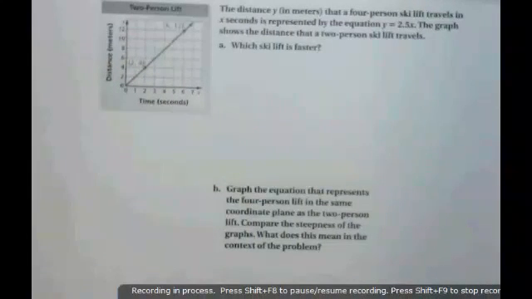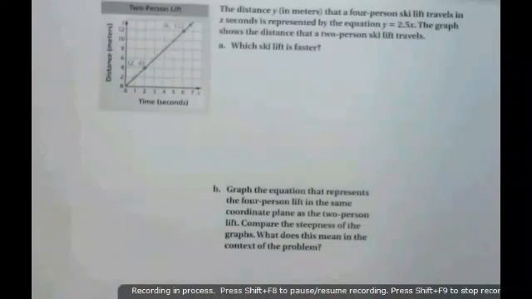The distance y in meters that a 4-person ski lift travels in x seconds is represented by the equation y equals 2.5x. The graph shows the distance that a 2-person ski lift travels. Which ski lift is faster?